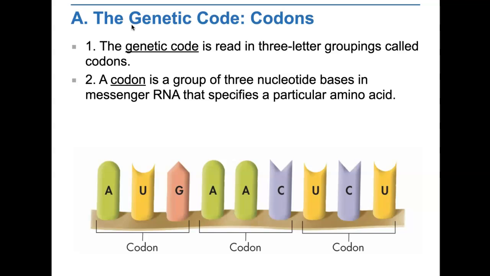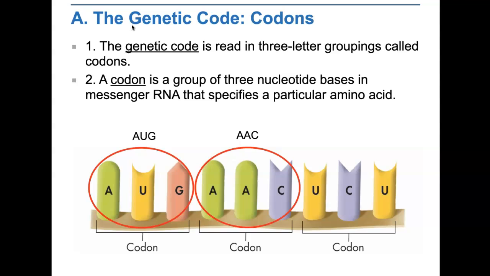How can a code with just 4 letters carry the instructions for 20 different amino acids? The genetic code is read 3 bases at a time. Each word of the code is 3 bases long and corresponds to a single amino acid. This 3-base word is known as a codon. A codon consists of 3 consecutive bases that specify a single amino acid to be added to the polypeptide chain.